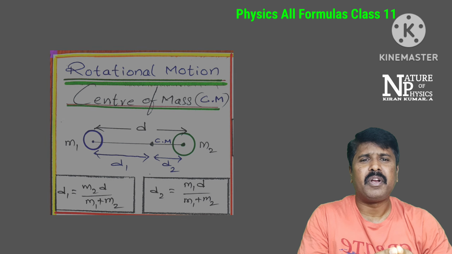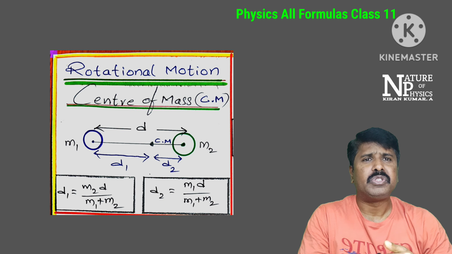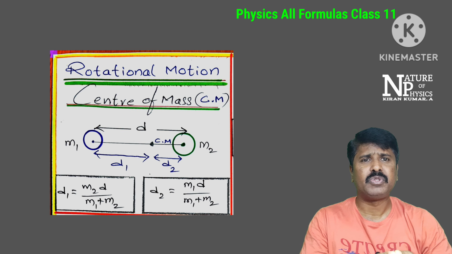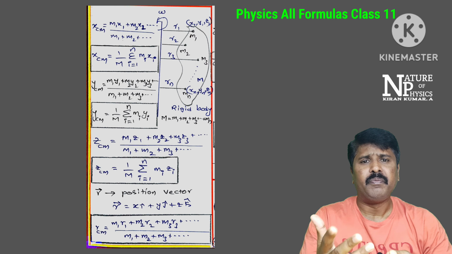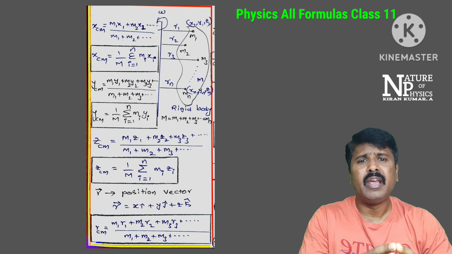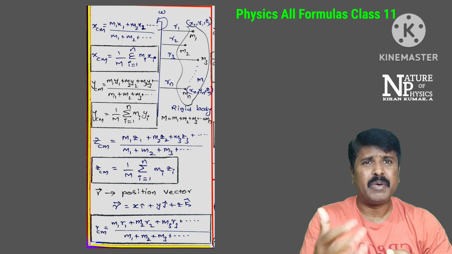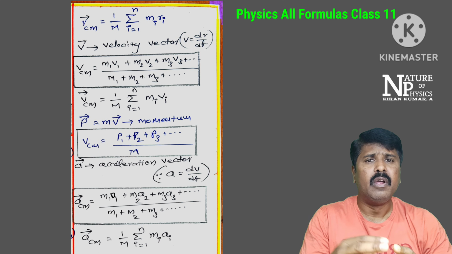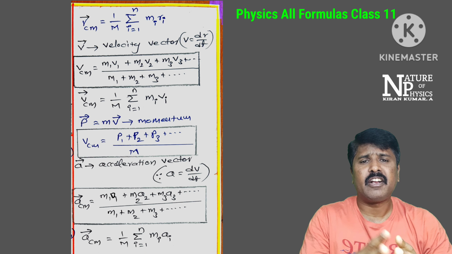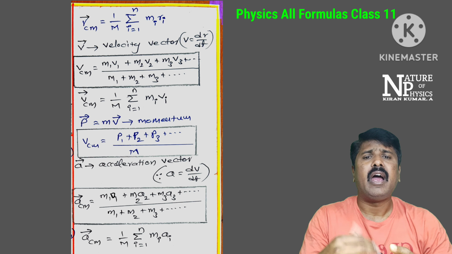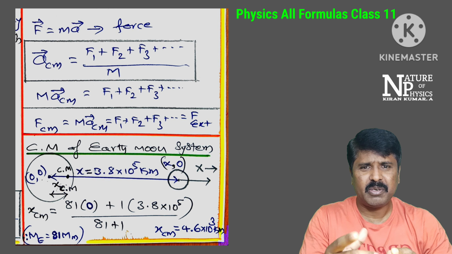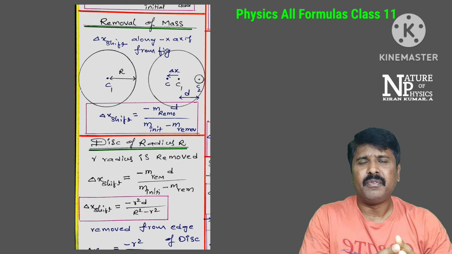And next one is rotational motion. Position of two bodies: with respect to two bodies we get one center of mass position, so the distance from the center of mass to the first body and second body, the x coordinate and y coordinate of the center of mass, the position vector of the center of mass, its velocity and momentum, acceleration, and the net force formula. The center of mass of the Earth-Moon system is also clearly given in this video.